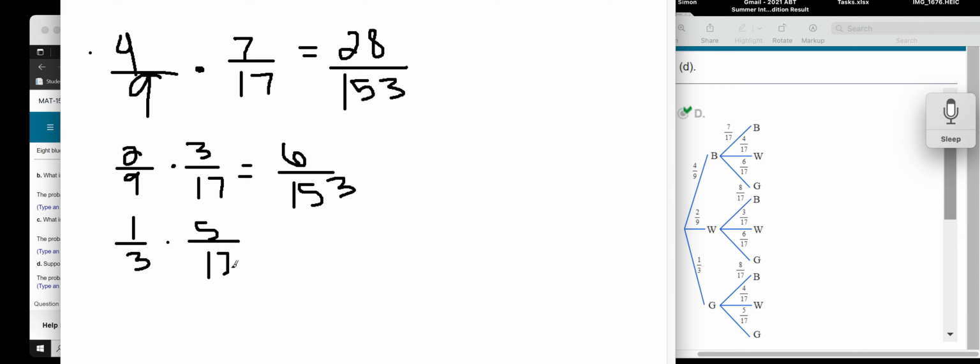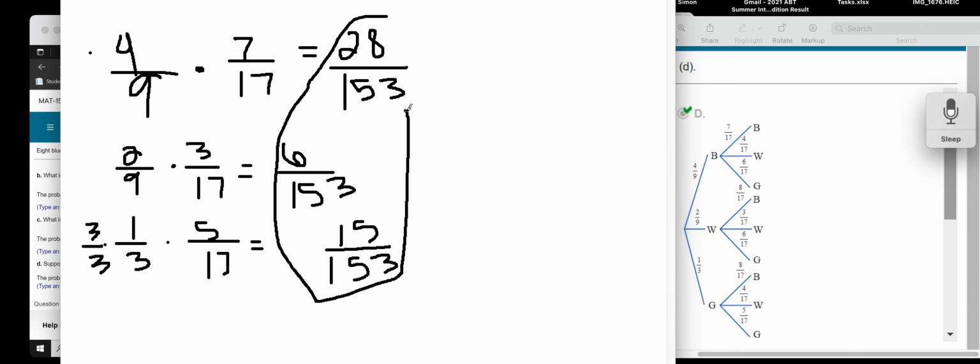Now the 1/3 has been reduced, so what I'm going to do really quick is multiply that by 3/3 so that I have the same denominator. So that would be 3 times 5, which is 15, and then 9 times 17, which is 153. So then I'm going to add all 3 of these together because it's 3 separate pieces. So 28 plus 6 plus 15 is going to be 49/153. And then from there, you just reduce the fraction to get the correct answer.